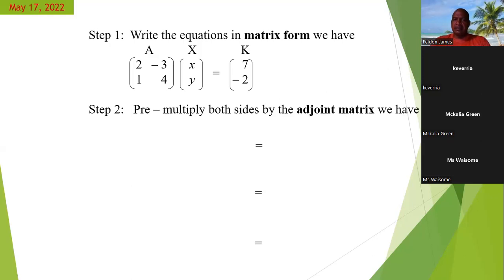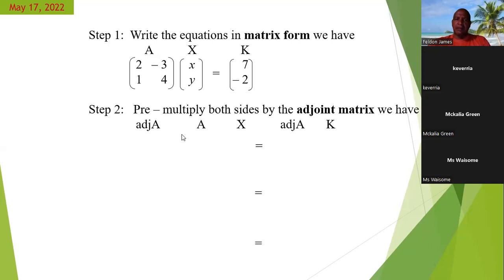Yes, sir. You ready, sir? Go ahead. All right, so 4 and 2 diagonally. And then we'd have -1 and +3. All right, so you interchange 4 with 2. And the sign of 1 and -3 changes. So you get -1 and +3. So you're going to use that as the adjoint.